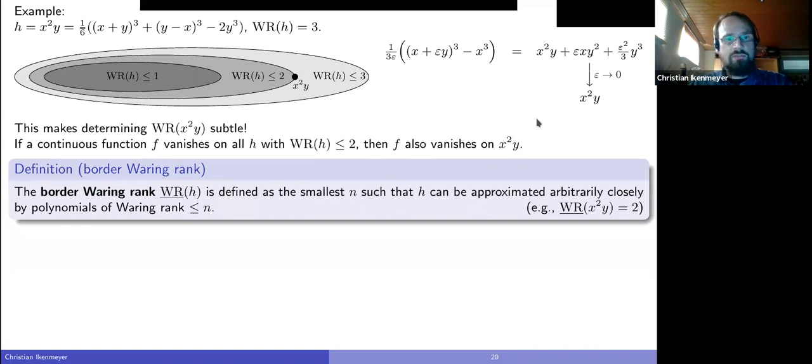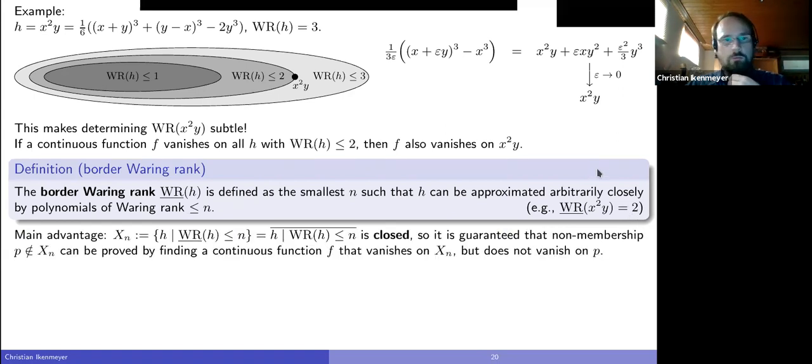And what algebraic geometers defined is the border Waring rank, because this is much nicer for them to study. It's the smallest n such that your polynomial can be approximated arbitrarily closely by polynomials of Waring rank at most n. So in this example, since there's this curve and it converges to x squared y, so it approximates this point arbitrarily closely, the border Waring rank of x squared y is 2, while the Waring rank is actually 3. Right, so this is the very first border complexity measure. And this approach of border complexity measures, you can do this for many more complexity measures.